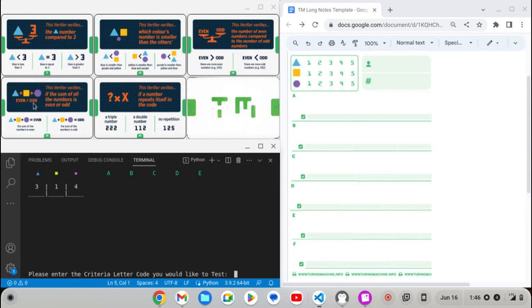Criteria card D again looks at all 3 digits, triangle, square, circle, adds them up, and the Turing machine will let us know whether the sum should be an even quantity or an odd quantity.